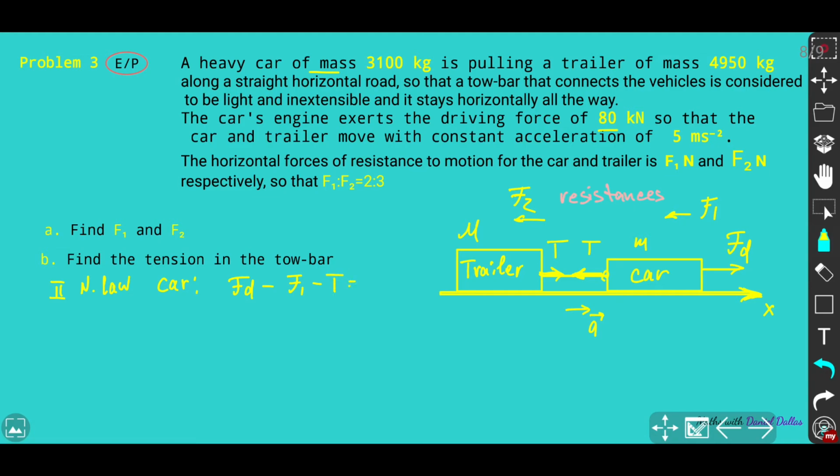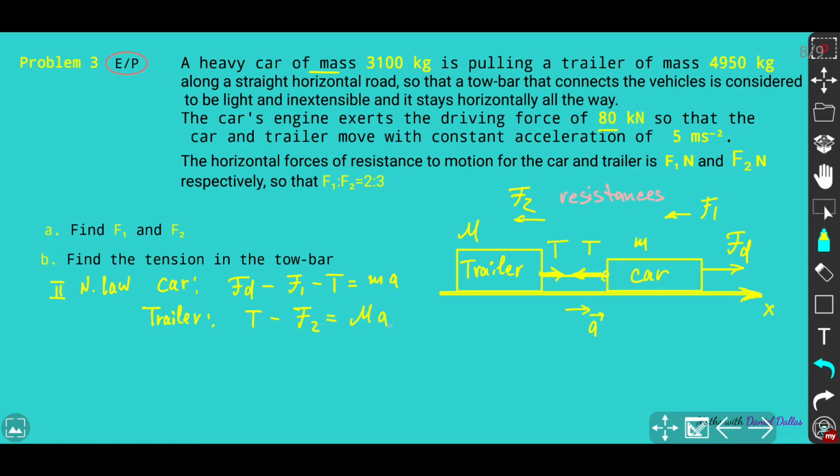So for the trailer, what do we have? We have only the tension force, because it's pulled by the car, and that's the driving force that makes the trailer move. So it's tension minus only F2, the only force against the motion, and that's going to be M times A, a different M. So this is the system of equations.